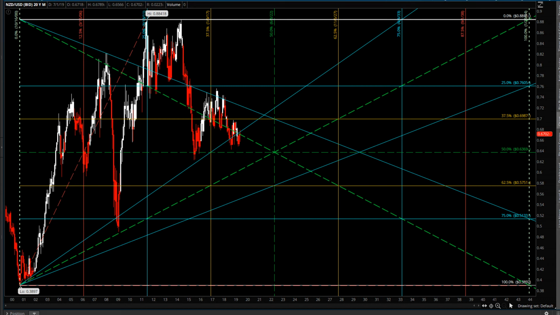Hey guys, today is July 23rd of 2019 and I just created what I call a Gann grid on the New Zealand dollar. If you don't know how to create a Gann grid, you can look at my Gann grid video I've posted on YouTube, and you could do it manually.